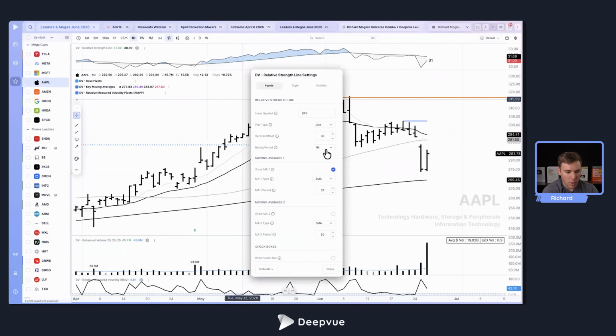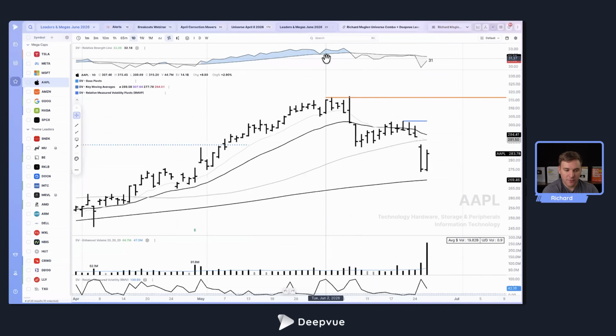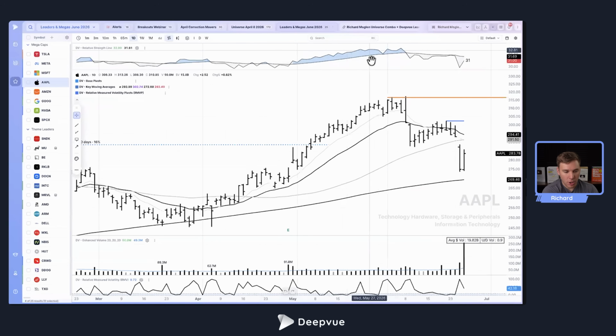And this is the 1 month RS rating here. And then there's the RS line. And you can configure this with multiple moving averages, all of that. This is the 10 EMA, this is the 21 EMA, this is the 50 SMA, and this is the 200 SMA. This is the enhanced volume.